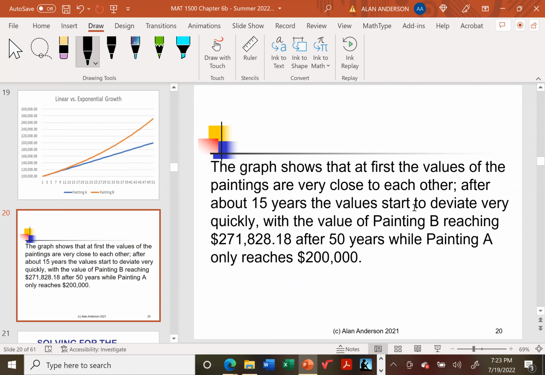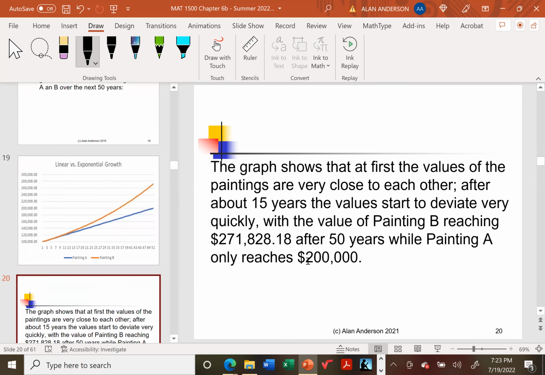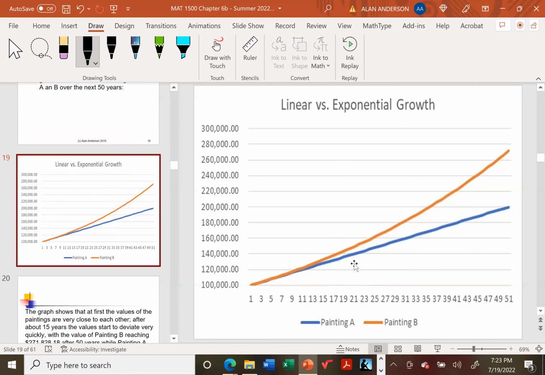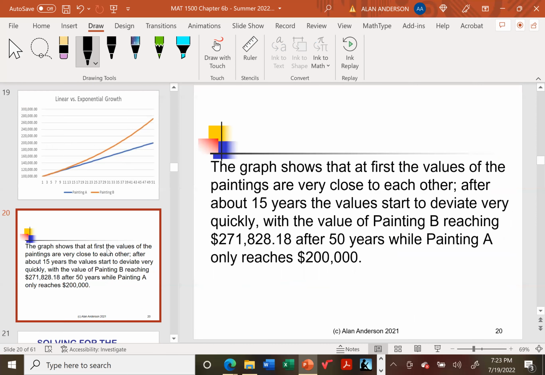Numerically, it's hard to tell from the graph, but after 15 years, at first, the two are fairly similar in price. After that, the difference starts to become more pronounced. And after 50 years, painting A is only worth $200,000. Painting B is worth about 35% more than that, about $271,000. And that difference between them will continue to grow as time elapses.